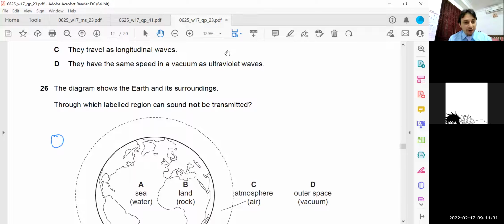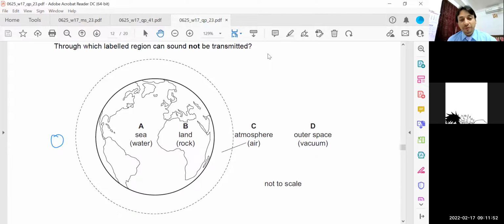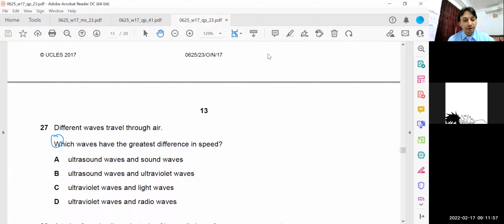If you see the diagram here, in sea water, sound will travel better than in air. In land rock, the speed will be highest. In the atmosphere of air, it will pass. But in option D, the outer space of vacuum, sound as a longitudinal wave requires a medium for its propagation. So question number 26, the answer is D, the fourth option.